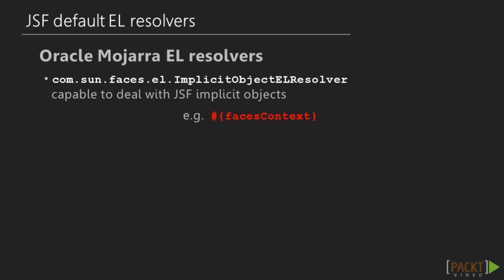For example, the Oracle implementation of JavaServer Faces comes, among others, with the following EL resolvers. First, we have the implicit object EL resolver, which is capable of dealing with JSF implicit objects. Remember that implicit objects allow us to use EL expressions in order to expose JSF artifacts such as faces context, session map, and so on.